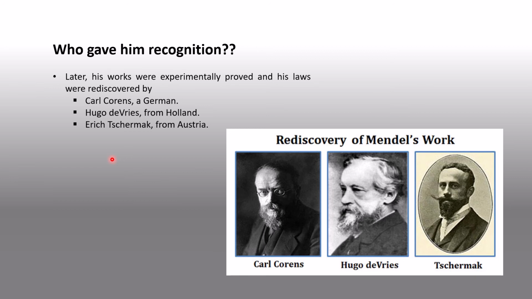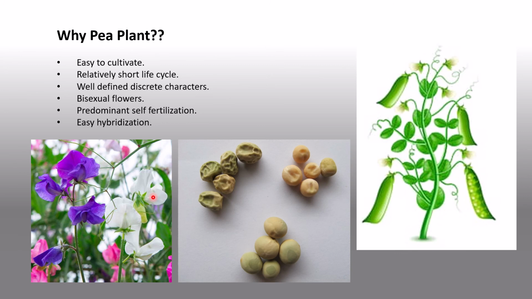And who gave him recognition? Later in the year 1900, the work of Mendel was independently experimented on and rediscovered by 3 biologists named Karl Correns, a German, Hugo de Vries from Holland, and Erich Tschermak from Austria. These 3 independently worked on Mendel's experiments and rediscovered Mendel's laws, and that's how Mendel got recognition.